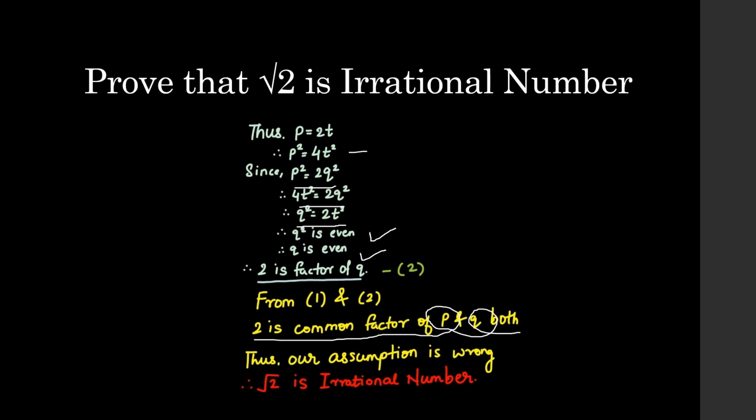Thus our assumption is wrong. What we assumed is that root 2 is a rational number, and a rational number is a number in the form of a fraction that has no common factor except 1. But here we have got one common factor, that is 2, while in reduced form the only common factor is 1. So this is against our assumption. So we can say that root 2 is an irrational number. It is not a rational number, it is an irrational number. Similarly, with this method you can prove that root 3 is an irrational number, root 5 is an irrational number, and many more examples.